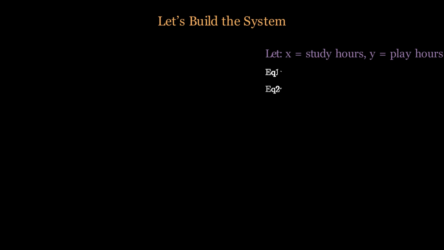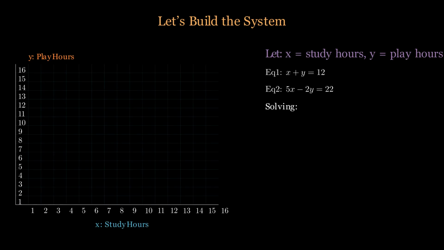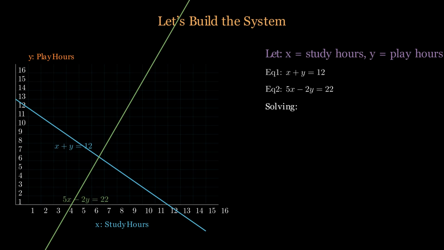Let's define our variables. Let x be the number of hours spent studying, and y be the number of hours spent playing. Let's plot the equations x plus y equals 12, and 5x minus 2y equals 22. Let's draw both equations on a graph to find where they intersect.